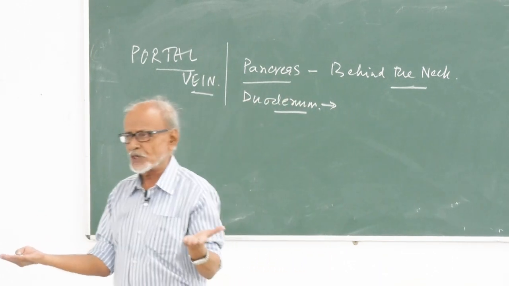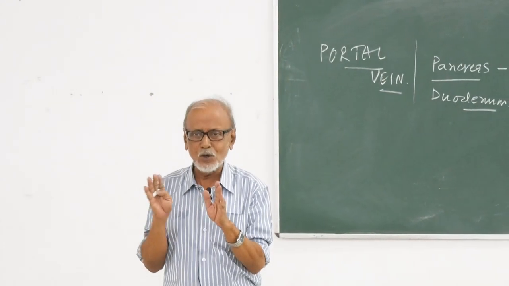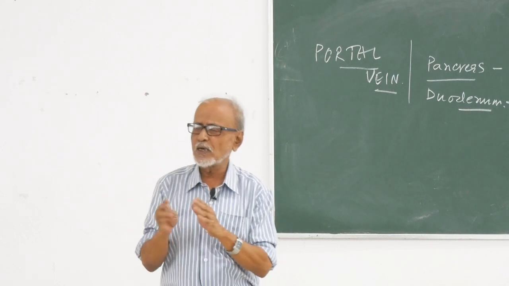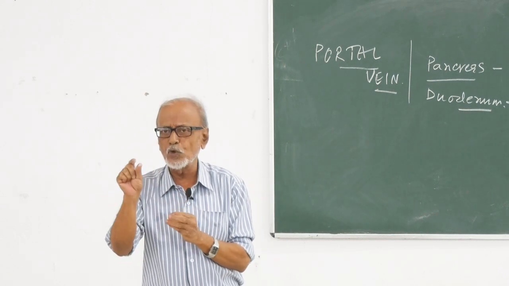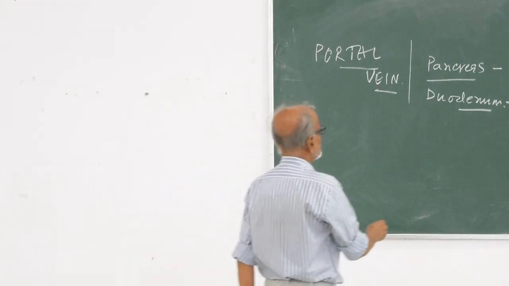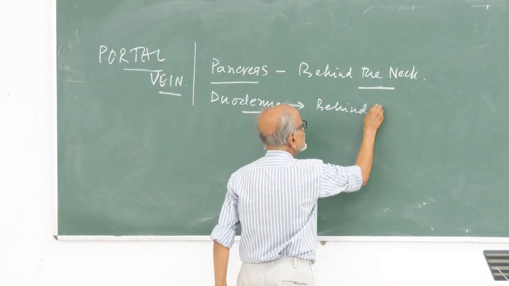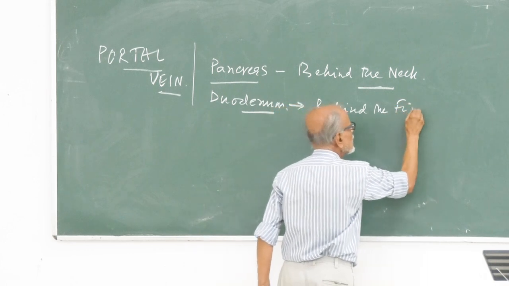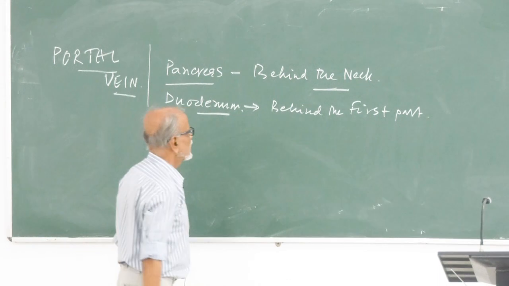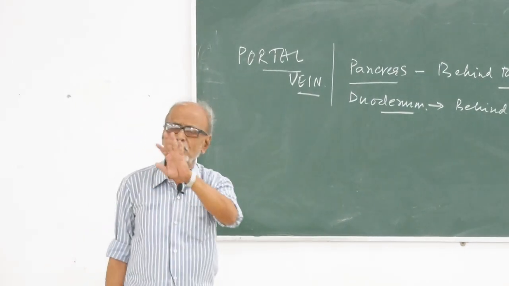তার কারণ ফর্মাল এডুকেশন, পরীক্ষা তো তোমাকে দিতে হবে, কাজে ওই সামান্য এলিমেন্টারি নলেজ দিয়ে তো পরীক্ষা দেওয়া যাবে, ঠিক আছে? তাহলে পোর্টাল ভেন লাইজ বিহাইন্ড হুইচ পার্ট অফ duodenum? বিহাইন্ড দ্য ফার্স্ট পার্ট অফ duodenum, ঠিক আছে? তাহলে ইট লাইজ বিহাইন্ড দ্য ফার্স্ট পার্ট অফ duodenum, ঠিক আছে? এইটা মনে রাখতে হবে, behind the neck of pancreas, behind the first part of duodenum.